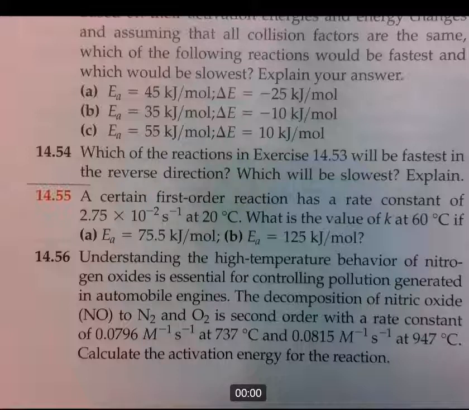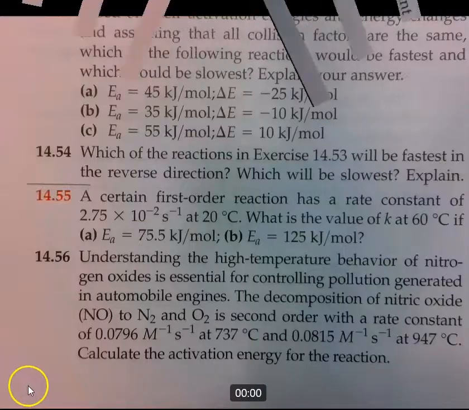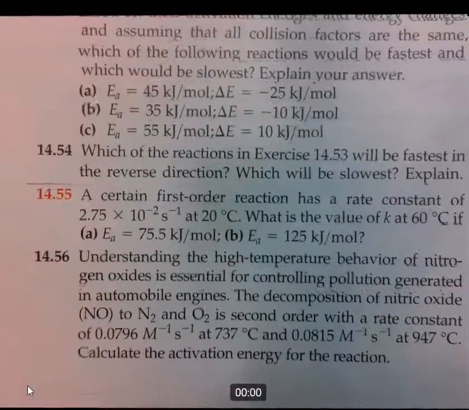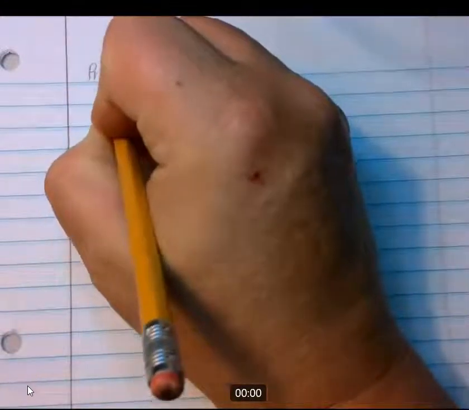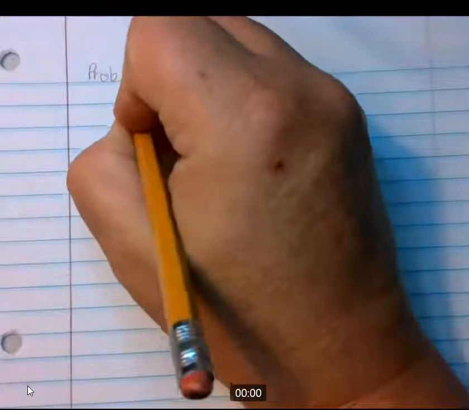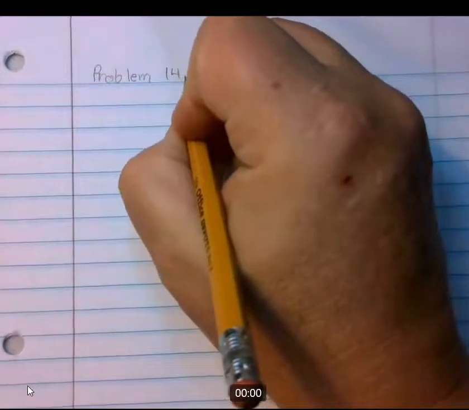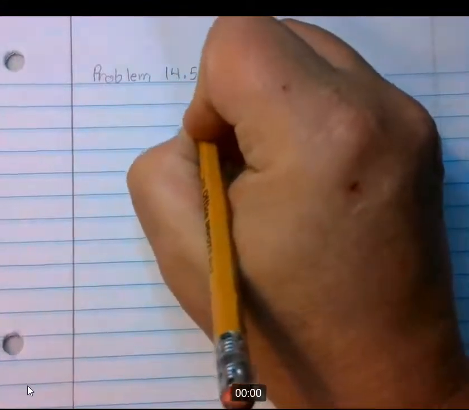Okay, so the best way to always approach a problem like this is to go ahead and write down the variables that you have and what you're looking for. And a lot of times when you do that, the formula that you need will kind of jump out at you. So we'll go ahead and do that. All right, so the problem gives us a value of K at a certain temperature, and it's asking us for the value of K at a different temperature. So let's go ahead and write that down.